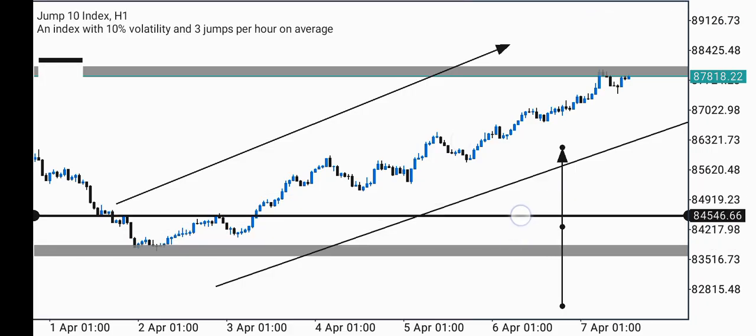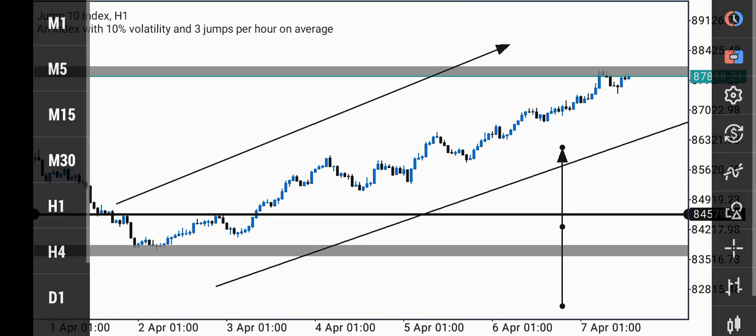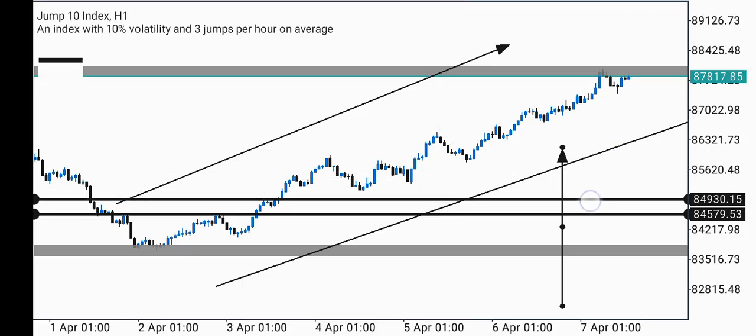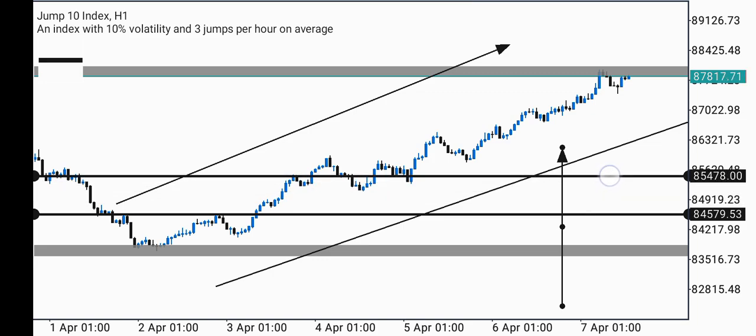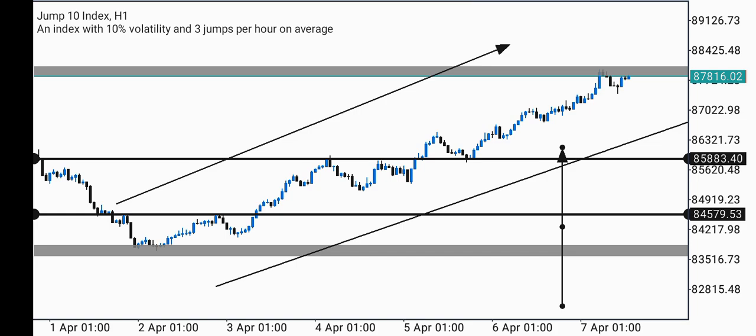So I pick out the highs of a bullish market and I pick out the lows of a bearish market. So I'll teach you guys how to do it. Now these are all my highs I'm picking out. This is a high. This is a high of a bullish market.